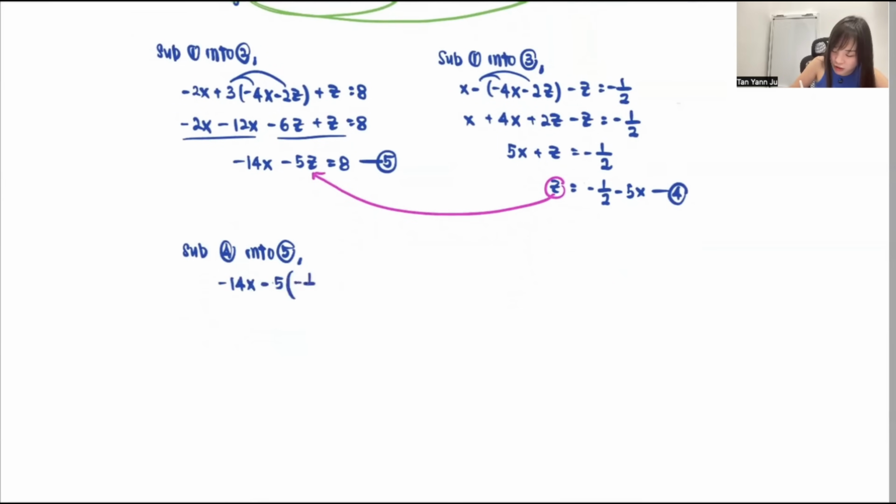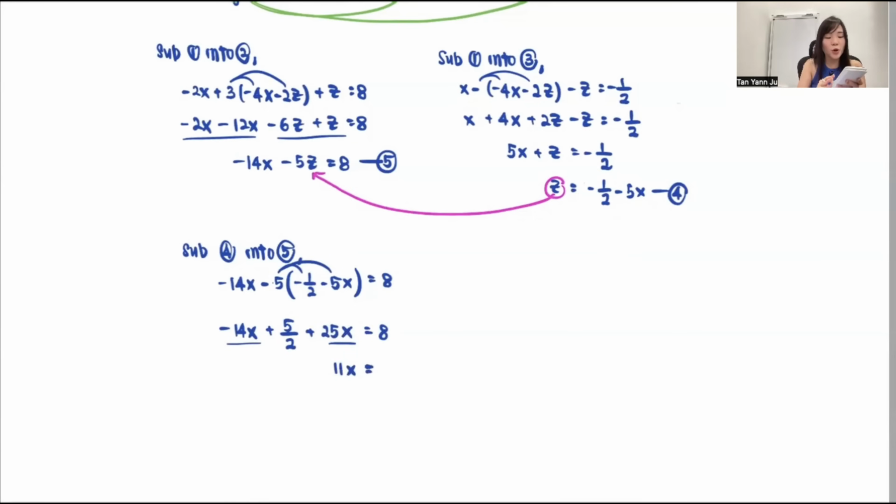So whenever you sub, you see, now after I sub, straight away no more z, only x left. Then getting the answer for x, I don't think it's a dream. So negative 14x, negative, negative, positive. Remember, times fraction, only times stop. Negative, negative, positive, 25x equivalent to 8. So now x and x, I combine them together, 11x. The number, I move it over, plus 5 over 2, move it over, minus 5 over 2.